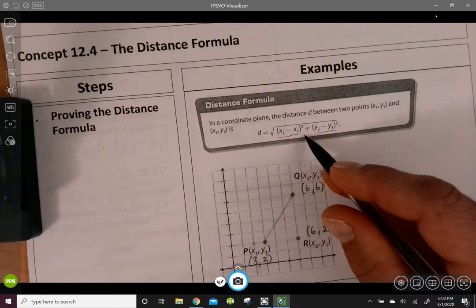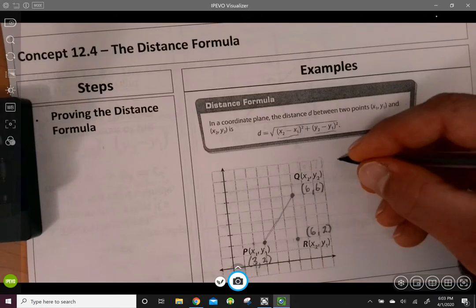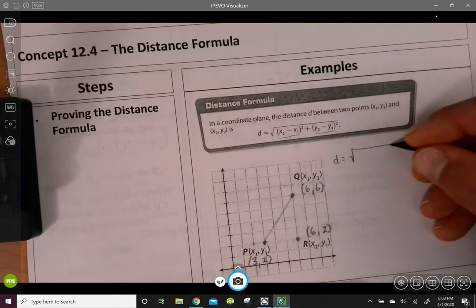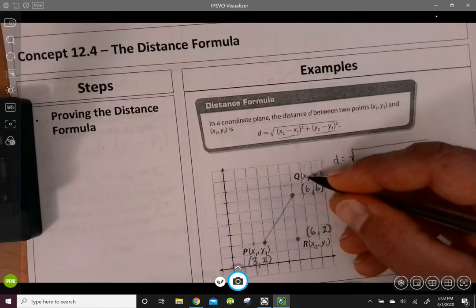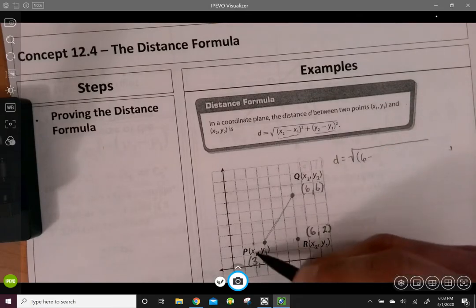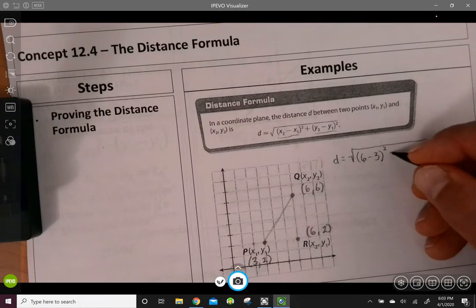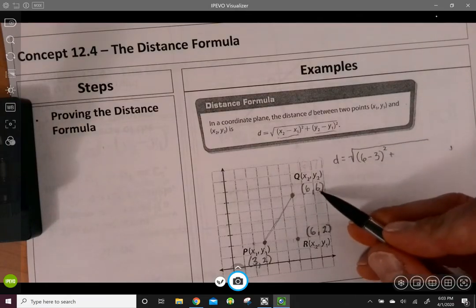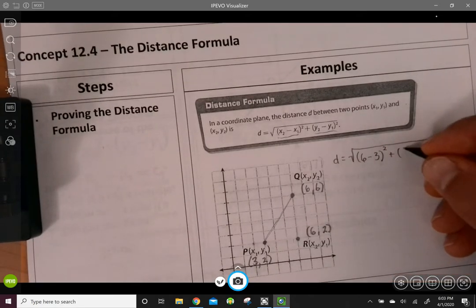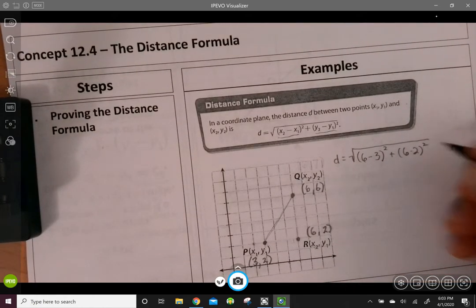Well, I can use the distance formula to find the length of that line. Again, we're going to say D is equal to the square root of x sub 2, which is 6, minus x sub 1, which is 3, and then I'm going to square that value. And I'm going to add the difference between y sub 2, which is 6, and y sub 1, which is 2, and then square that value.